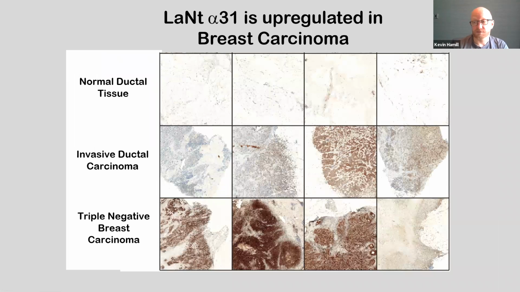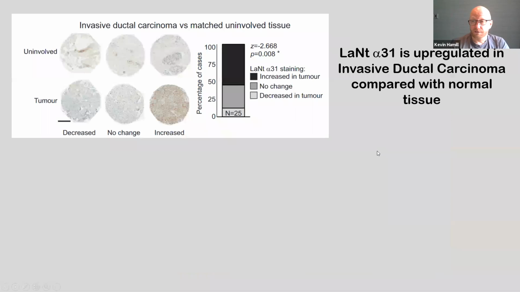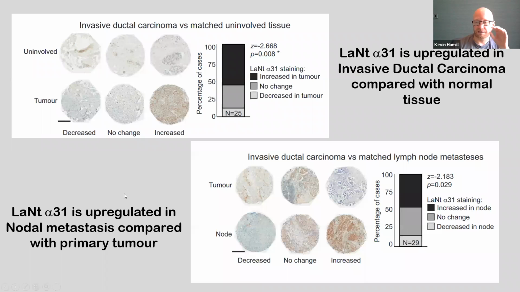We also looked in breast cancer, and again, this is normal tissue. These are just 4 examples of normal tissue, 4 invasive ductal carcinomas, and 4 invasive ductal carcinomas that are also triple negative, and we see that the LaNt protein was highly expressed. So again, we processed a lot of these. This is 25 matched samples where we have the uninvolved versus the tumor, and we're seeing an increase in LaNt staining intensity in about 50% of the tumors. When we look at the tumor against the matched person's nodal tissue, we see this further increase. So it seems that LaNt is upregulated in cancer and then upregulated again in the nodal metastasis.